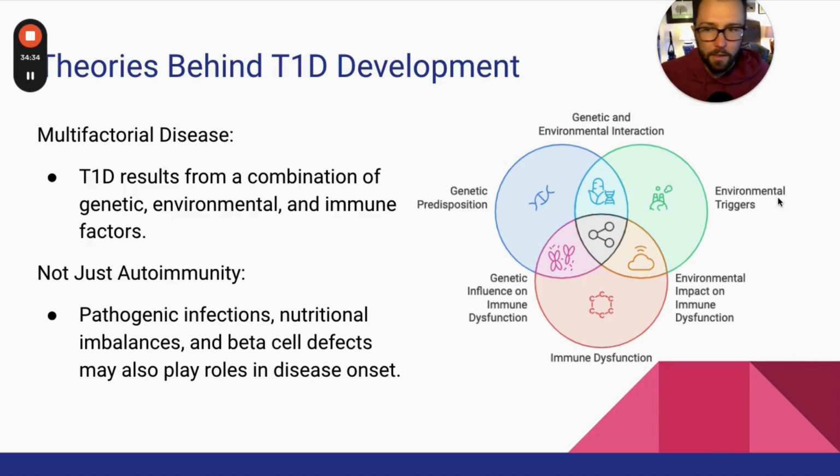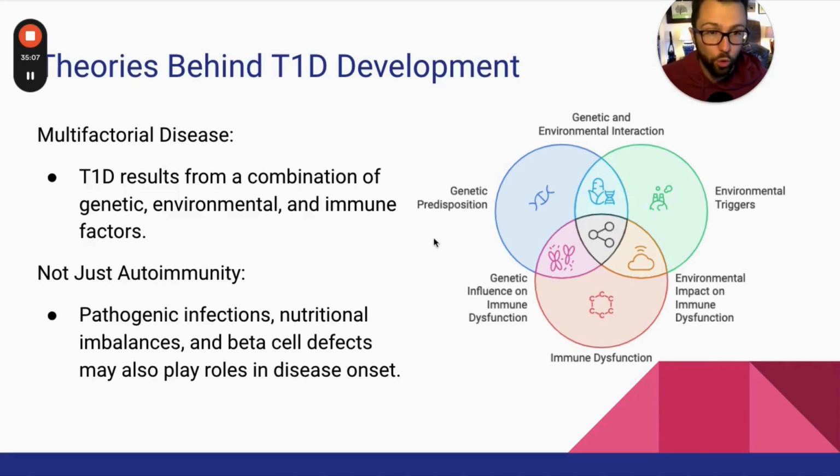My take is that type 1 diabetes results from a combination of several factors: genetic origins, environmental origins, immune factors, nutritional factors. They all play a part in that stress that is reaching the beta cells. And it's not just autoimmunity. There are pathogenic infections, the nutritional imbalances and deficits, and perhaps physiological deficits in the beta cells themselves that are contributing to the onset of the disease itself.